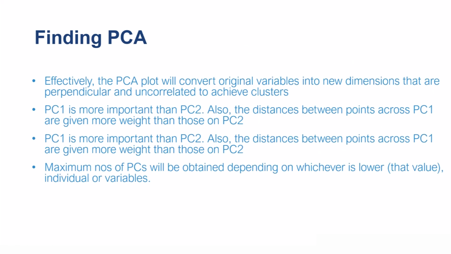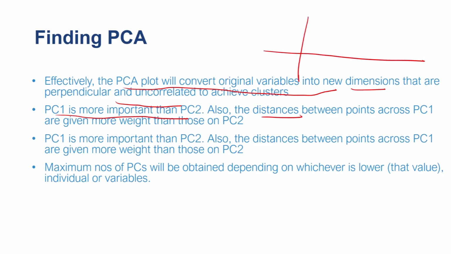Finally, to conclude the discussion on PCA extraction, first an important point: the PCA plot will convert original variables, like in our case price and RAM, into new dimensions that are perpendicular and uncorrelated. So each PC explains a maximum of the data. PC1 is obviously more important than PC2, so distances across PC1 are given more weight.